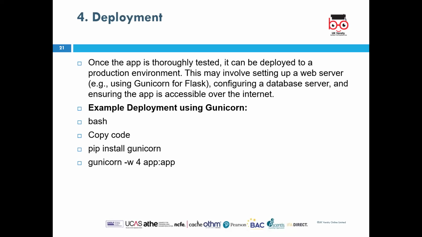Deployment. So once the app has gone through our testing phase, we are now able to deploy into our production environment. This will involve setting up our web server, for instance, configuring a database server, and ensuring that the app is accessible over the internet. So we have an example of deployment using Gunicorn.